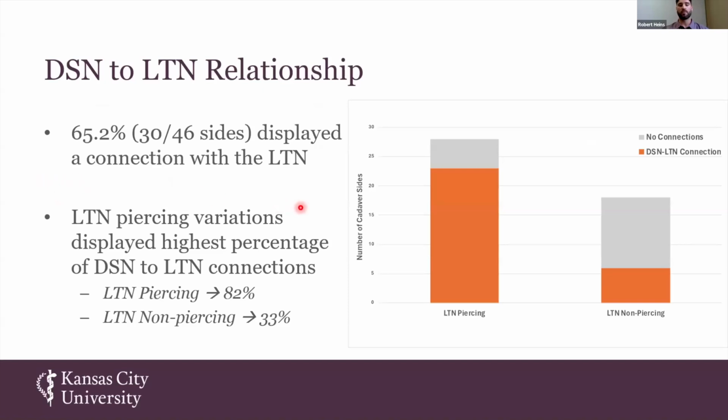So now looking at the relationship between the dorsal scapular nerve and long thoracic nerve, we found that of the 46 sides included, over 65% of them displayed a connection with the long thoracic nerve. So we looked a little bit further to look at the long thoracic nerve piercing morphology. And long thoracic nerves that pierced any scalene muscle, 82% of the time had a connection with the dorsal scapular nerve, whereas long thoracic nerves that were non-piercing only had a connection 33% of the time with the dorsal scapular nerve.